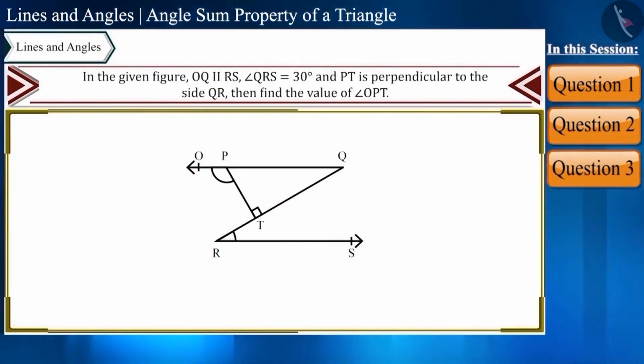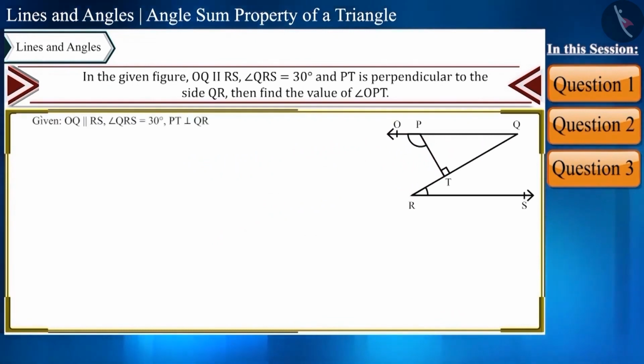In the given figure, OQ is parallel to RS. Angle QRS is equal to 30 degrees and side PT is perpendicular to the side QR. Then find the value of angle OPT. Let's write the given values and what we have to find. Now let's see its solution.